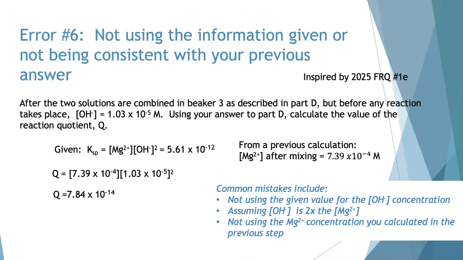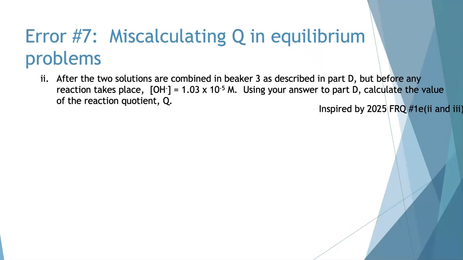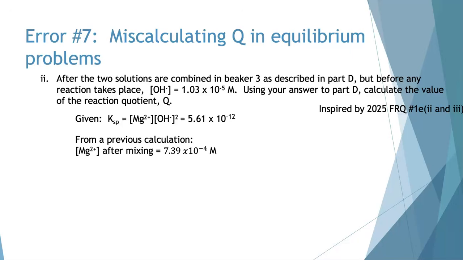Or not using the magnesium ion concentration that you found in the previous step. Again, maybe thinking about that 1-to-2 ratio, or just coming up with a different number, or writing it down wrong. Lots of things to go wrong here. So sticking with this same problem, we can actually talk about another error, which is not calculating Q correctly. So we have the KSP expression. We have the magnesium ion concentration, we have the hydroxide ion concentration. So let's assume that we are actually using the right information here.